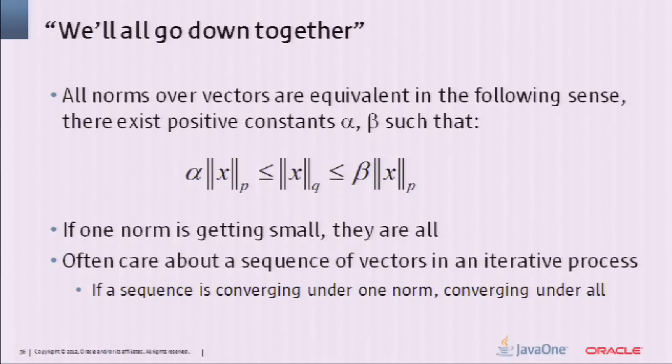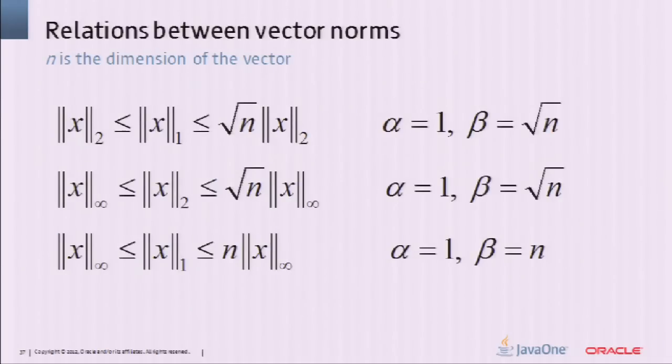Why would you want to have more than one norm? All the norms are equivalent in some sense over vectors, say groups of numbers. If one of them is getting small, they're all getting small, and you can bound the distance between them with 2 different constants, a and b here. And often you'll care about a sequence of vectors in some kind of iterative process. And if the sequence is converging under one norm, it's converging under all of them.